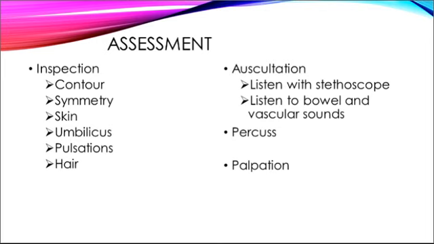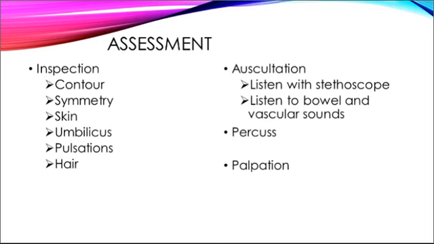So your first thing, as you do with every assessment, you start with inspection. You're looking at the contour or the shape of the belly. You're looking for symmetry, comparing right and left, up and down. You're looking at the skin for color, lesions, obvious masses, scars, moles, bruising. You're looking at the umbilicus, the belly button. You're looking for, is it in, is it out, is it disturbed, is it herniated?